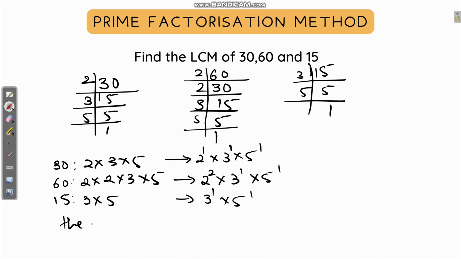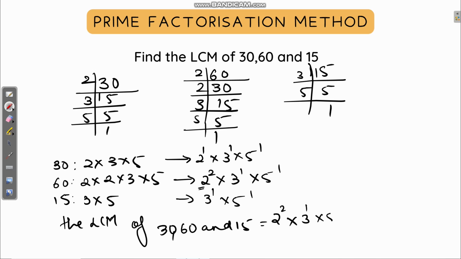So the LCM of 30, 60 and 15 is equal to, we'll start with the number 2. So number 2 is coming maximum 2 times over here, so that is 2 square into 3 is coming once, so I write 3 to the power 1, and 5 is coming once. So 2 to the power 2 is nothing but 2 into 2 into 3 into 5. So 2 into 2 is 4 into this is 15. So 4 15s are 60. So the answer is 60.